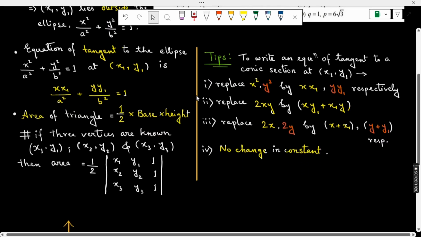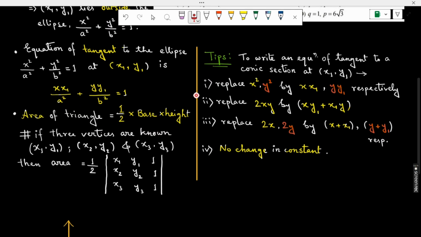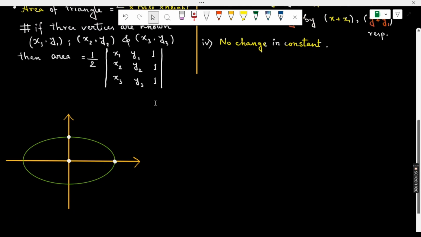And in the question, the area of a triangle is mentioned. So the formula for the area of a triangle is just the basic half into base into height. But in coordinate geometry we have read that if three vertices are known, x1 y1, x2 y2 and x3 y3 are three vertices, then the area is half into mod, that means the positive value of the determinant, x1 y1 1, x2 y2 1, x3 y3 1. Now let's draw the ellipse.